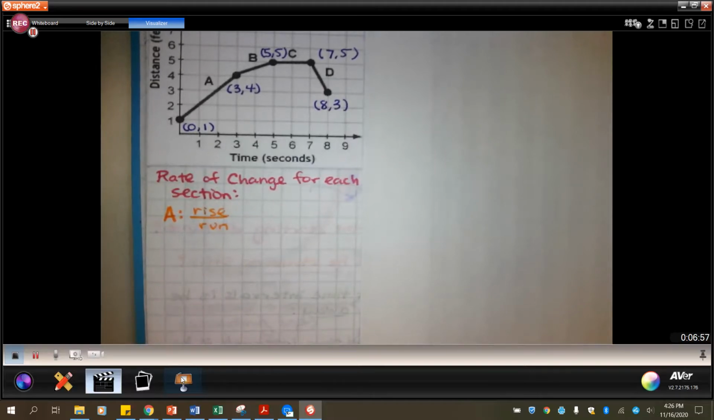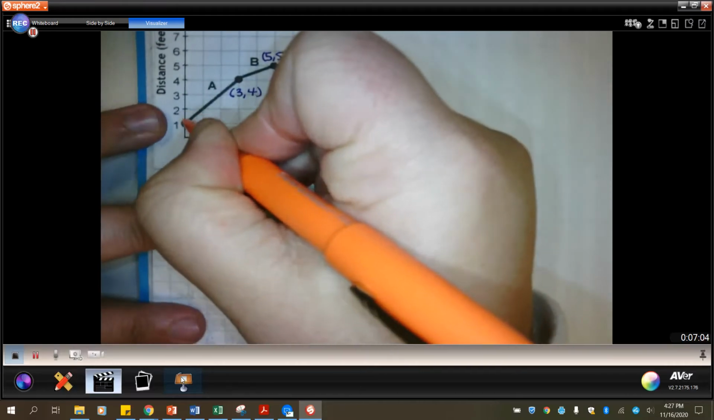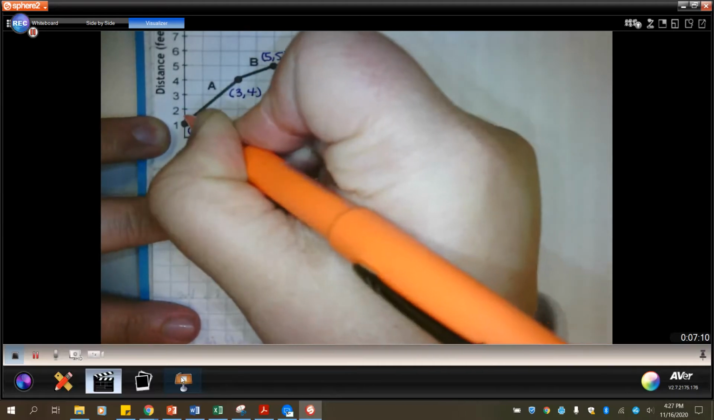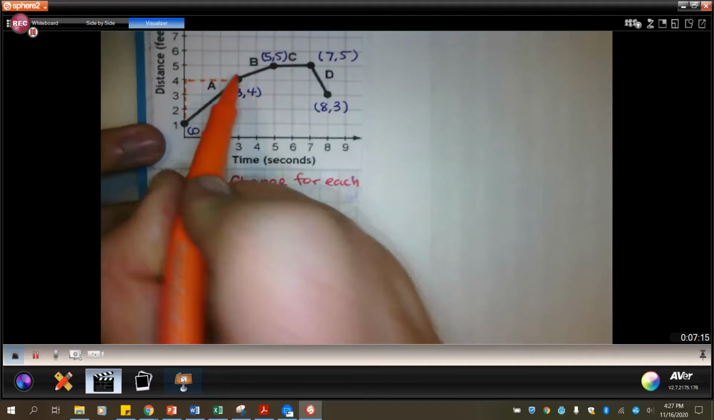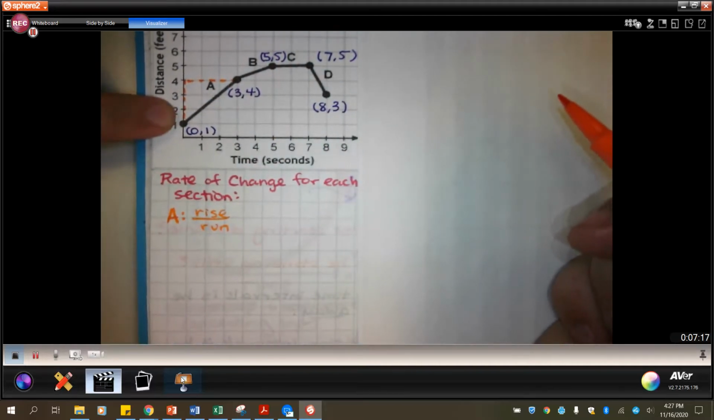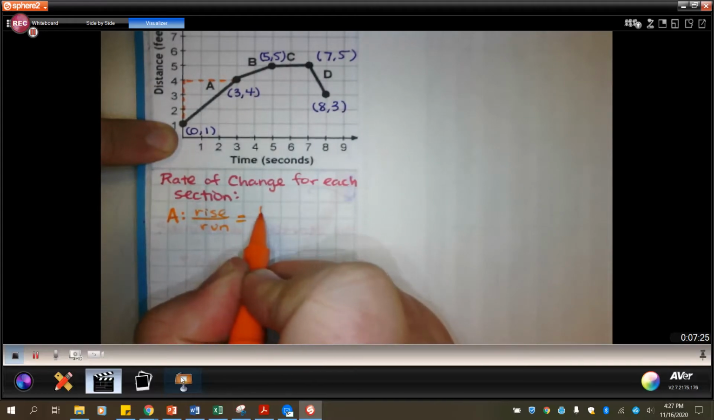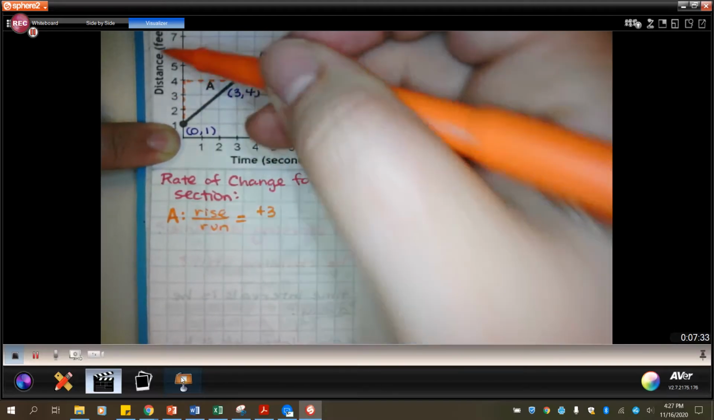Okay, so we need to be careful because if we start to do too much here, this is going to get real crazy. So I'm just going to do a dash line. You want to start at the beginning point and end at the ending point, which is 0, 1 to 3, 4. So I'm going to go up and over. Okay, so the amount I go up is 1 to 4, or 1, 2, 3 squares. So that rise is plus 3. And because that is along the y-axis, that is distance in feet.